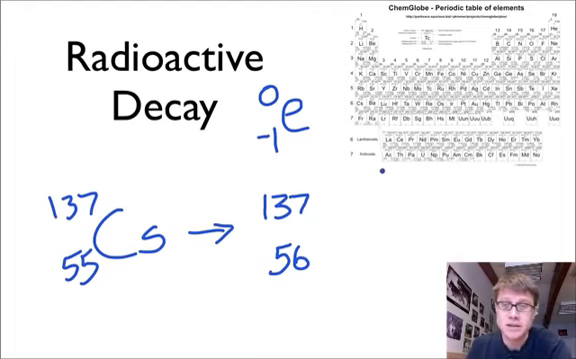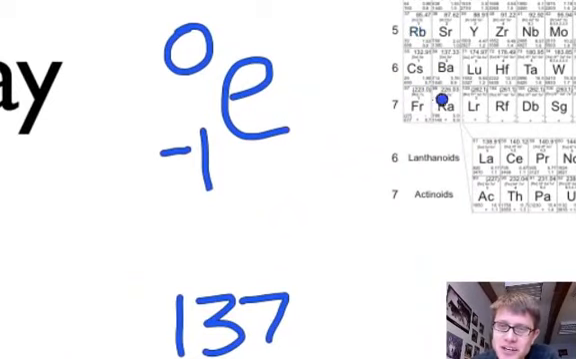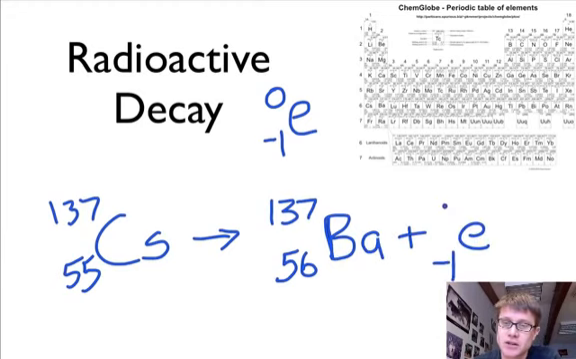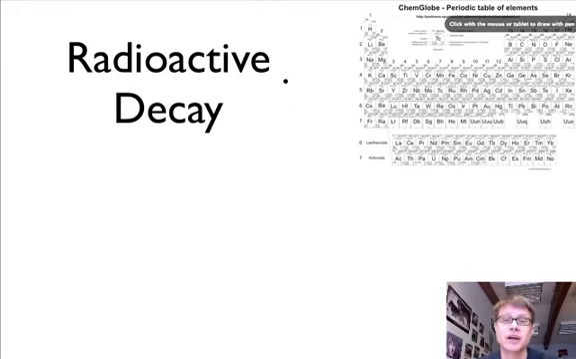And so what does this become? Well, we'd have to find cesium on here. Cesium is 55. Okay, so here's cesium right here. Cesium is 55 on the periodic table, but since we're gaining 1 proton, that actually becomes barium. And so this is going to become barium-137 plus that electron, which has a -1 charge and no mass. And so we call this beta minus decay. Okay, let's do another type of decay.